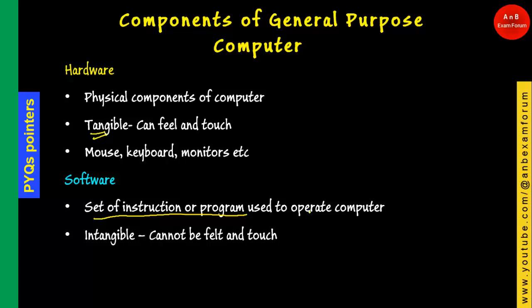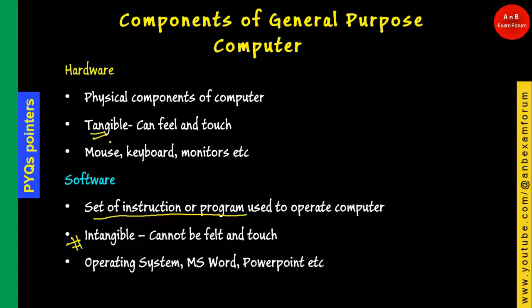Okay, so you can think like that our body is hardware, we can touch it, we can feel it, but whatever is inside our mind, we cannot touch, we can only feel. Okay, so in that way it is intangible in nature. So software is intangible, whereas hardware is tangible. And software can be anything, like it can be OS, MS Word, PowerPoint, anything. Okay, so these are the basic two components of the general purpose computer.